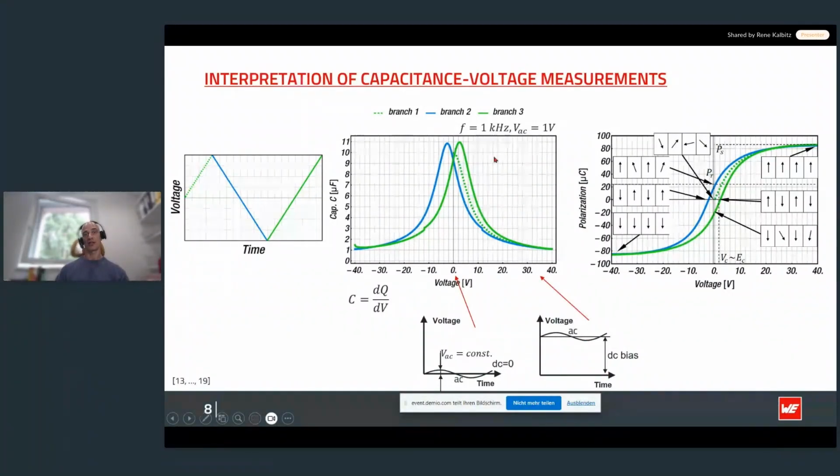Okay, let's consider branch 1. That's the dotted green line. We start with randomly oriented domains here. With randomly oriented domain polarization, the capacitor is subjected to the test signal. With the increase of DC voltage, the dipoles eventually become aligned, leading to increased polarization, as is illustrated in the insets here.